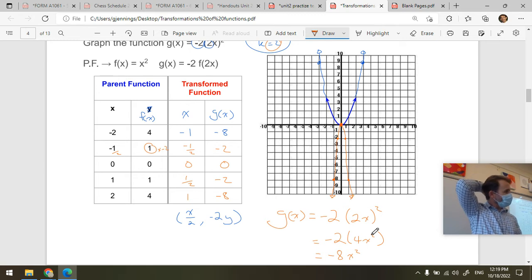What is the new function though? Oh, what's the new function? Yeah, negative 8x squared. That's it. Or you could write it as this, but that would not be simplified, right? So you could write it that way. That's our new function, negative 8x squared.